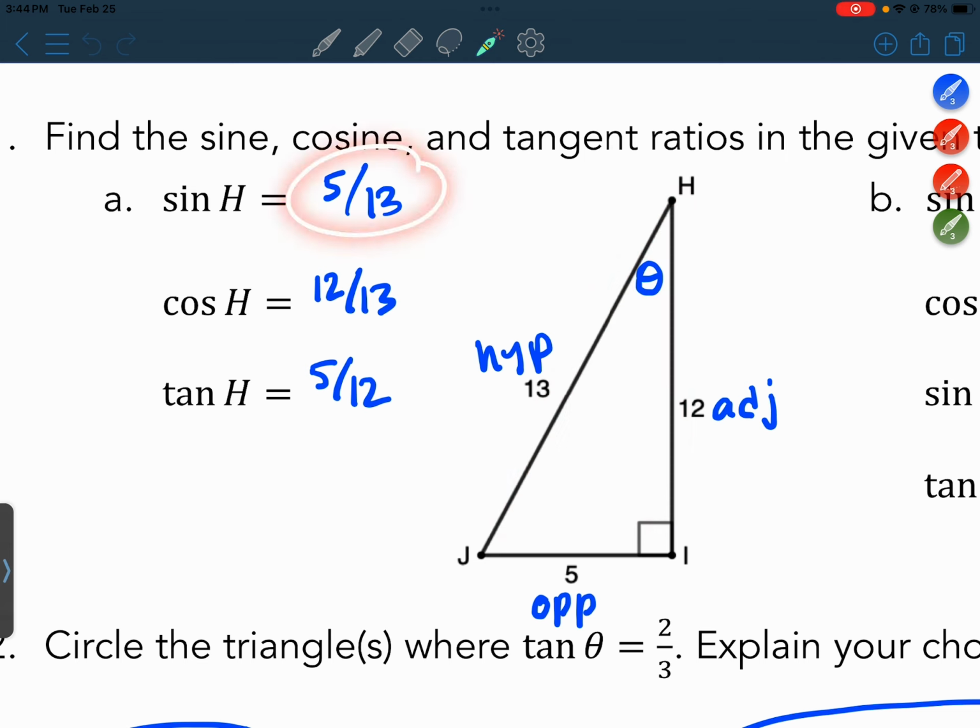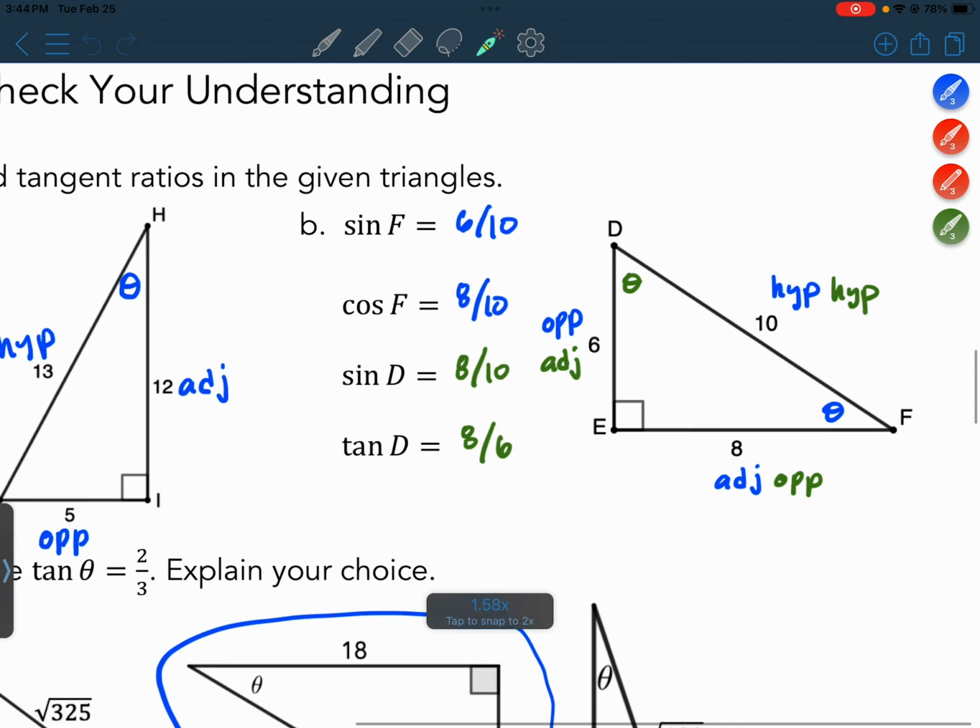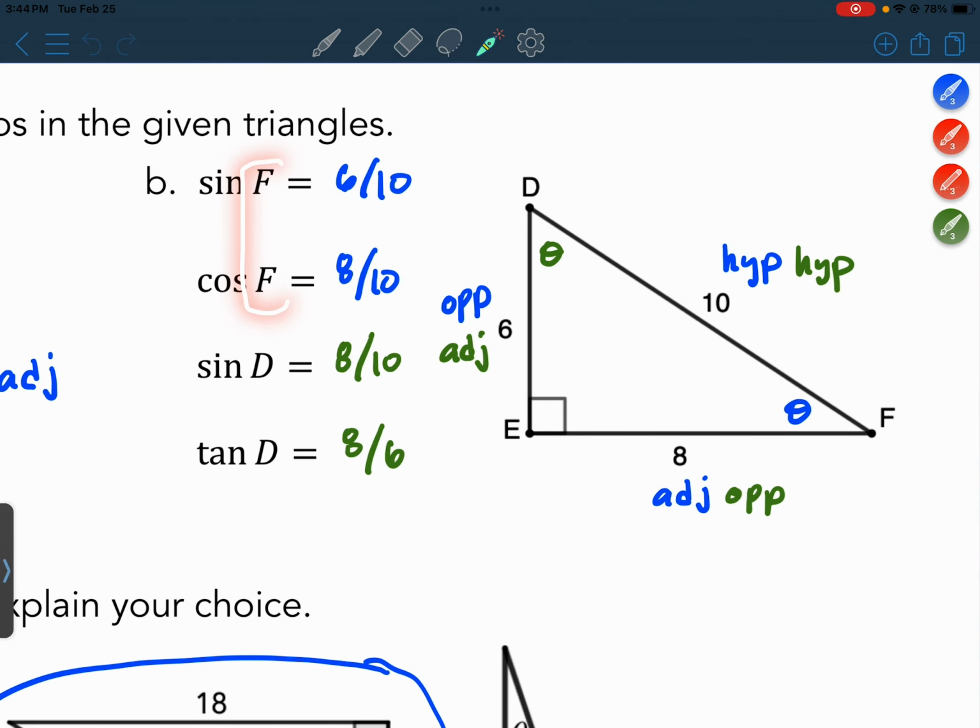All right, so here are the ratios in numeric form: 5 to 13, 12 to 13, and 5 to 12. All right, part B is a little tricky because some of the questions want you to use F as the angle, and the other half of the questions want you to use D as the angle. So I did a little color coding here. For the F problems, I used blue. So I have a blue angle here at F, and then I've got opposite, adjacent, hypotenuse. For the problems about D, I did that in green. So now I have a green angle symbol there, and in green I've got the words opposite, adjacent, hypotenuse.